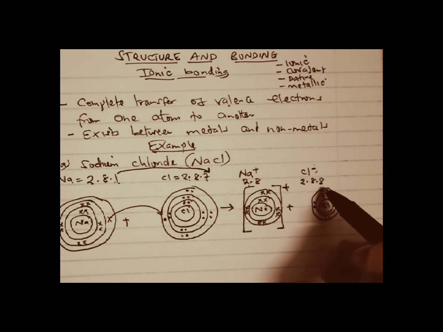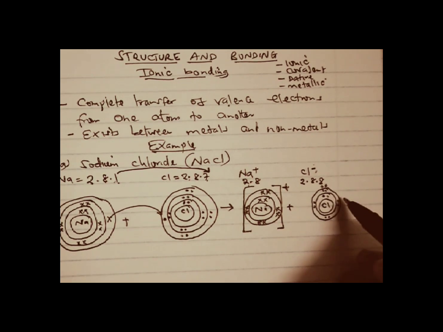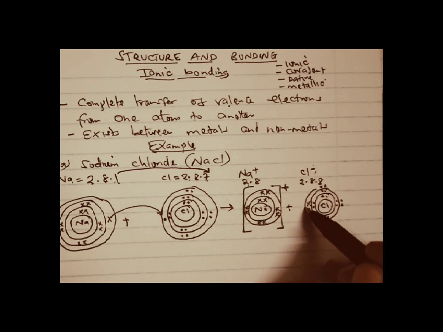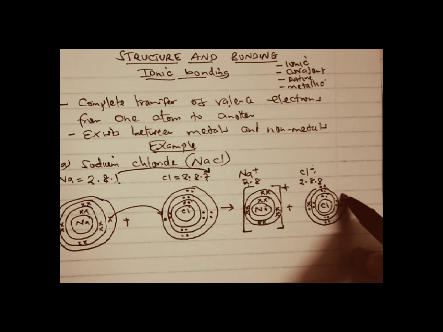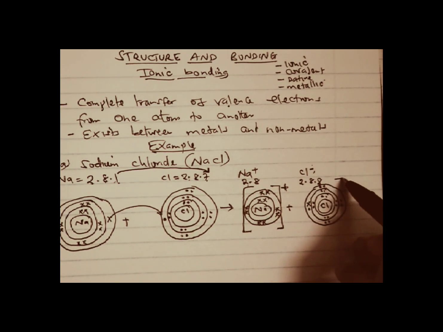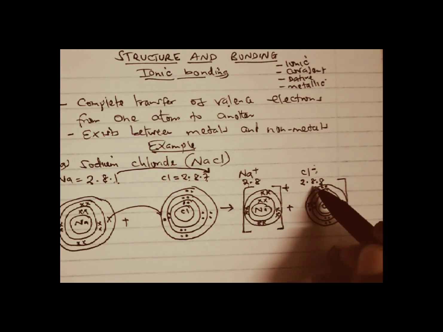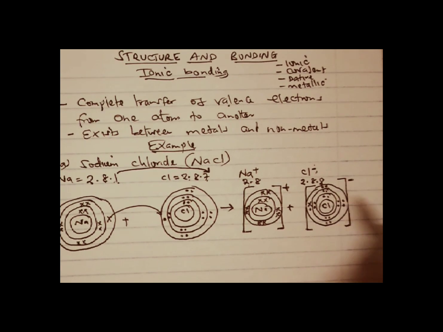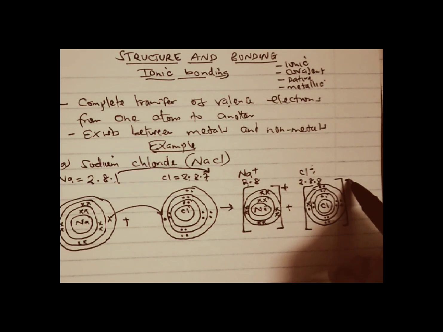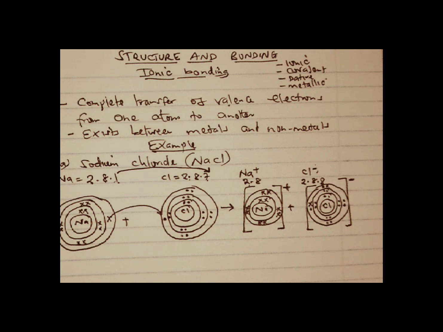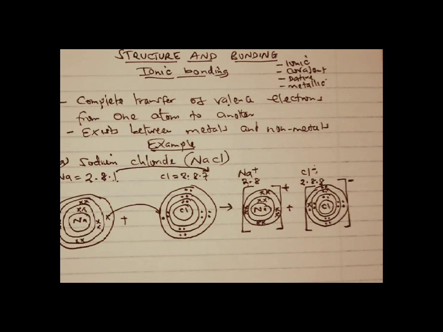The third one has 8. But remember, it had 7 and it gained 1 from sodium to make them 8. And in this case, now we have a chloride ion. Ions are put under square brackets. Then we indicate the net charge, also the number of electrons that it has gained to acquire its current state.